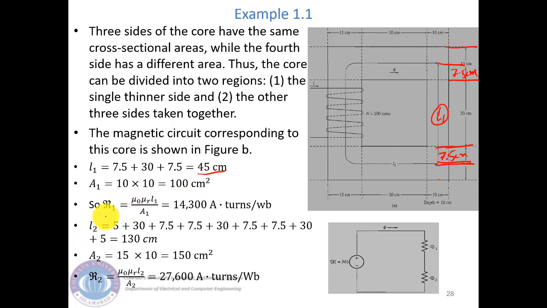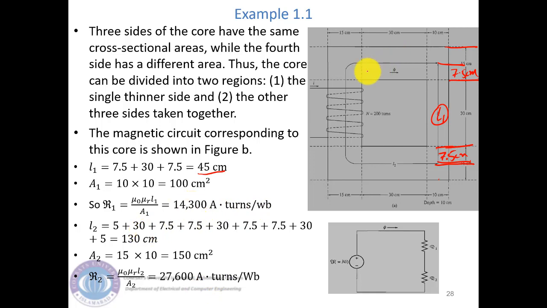So the reluctance can be calculated from this basic relation that we know, mu L1 by A1. So mu naught mu r L1 by A1. Mu naught we know is 4 pi into 10 to the power minus 7, and mu r is given as 2500 in the question. L1 we have calculated here as 45 centimeter, and the area is calculated as 100 centimeter square. So its units will be ampere turns per Weber.